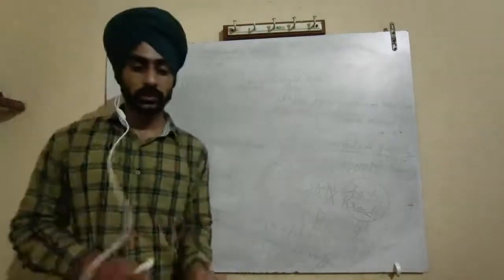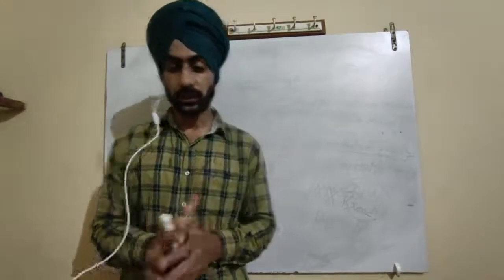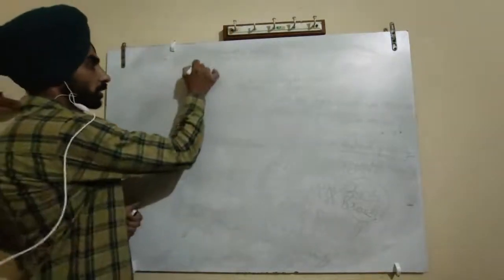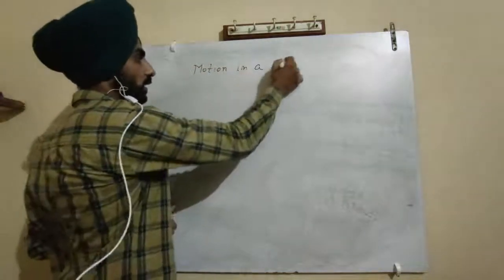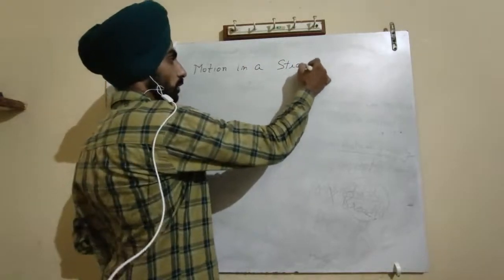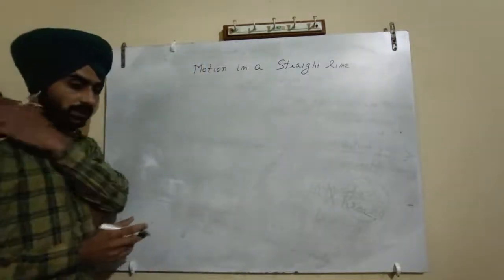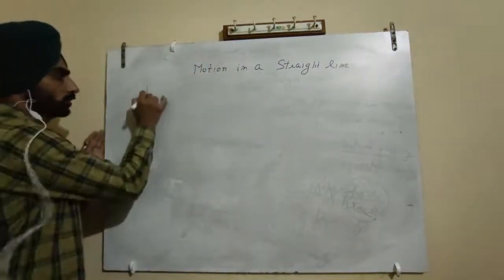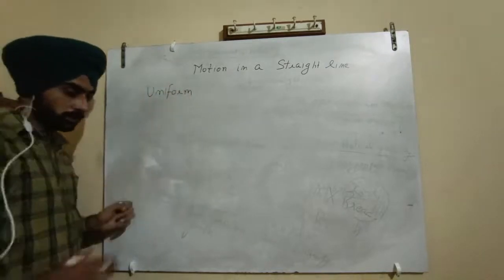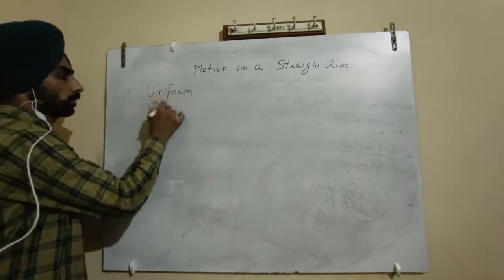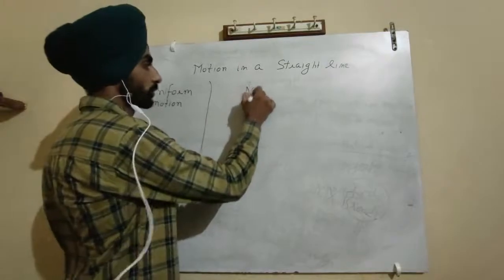So good morning students. Today we will be continuing with our next topic of our chapter, motion in a straight line. That means we are doing this chapter, motion in a straight line. So our next topic is uniform motion. That means we will be describing what is uniform motion and what will be non-uniform motion.